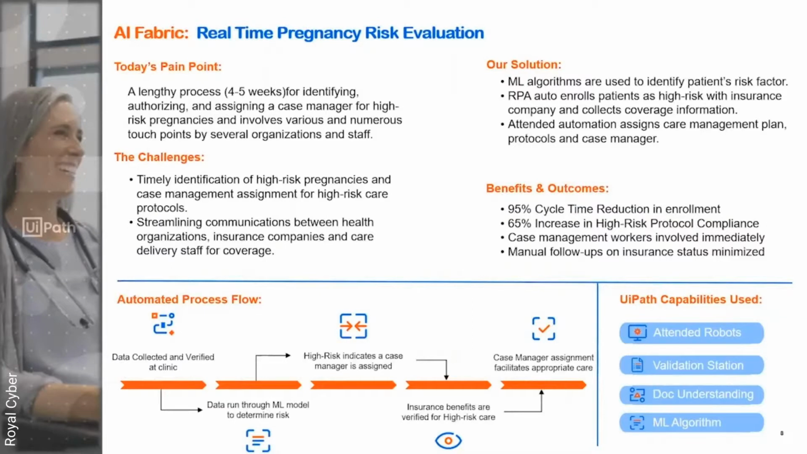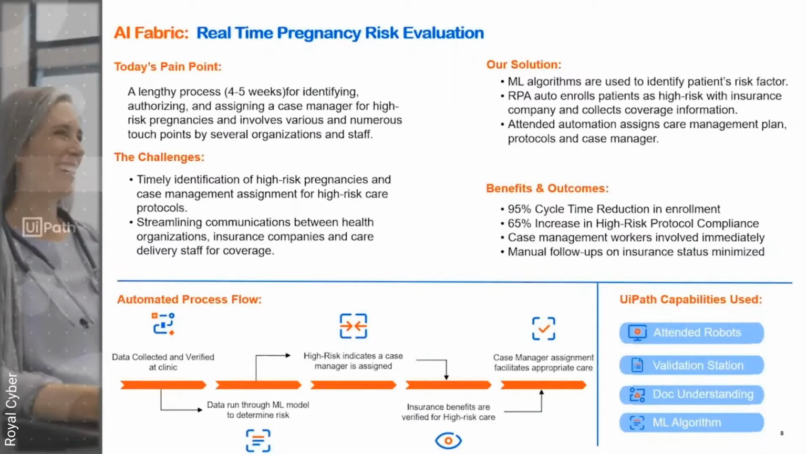Today's problem around identifying women with high-risk pregnancies is that the process is very lengthy and involves the coordination and approval process between payers, hospitals, and case managers, which is difficult. The video illustrates how the average time frame of 4 to 5 weeks can be reduced to minutes by incorporating RPA, document understanding, and machine learning algorithms.